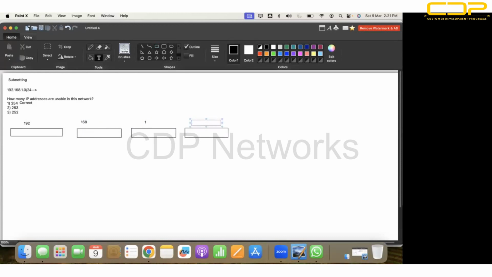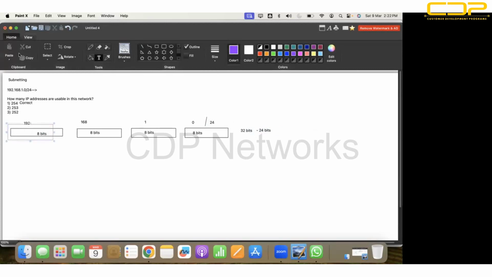So when you talked about /24, it means we have 8 bits in every octet: 8 bits, 8 bits, 8 bits, and 8 bits. When we talk about total IPv4 addressing, here it is 32 bits. Now I have given you /24, right? In /24, what we are going to do is subtract 24 bits, because this has been allocated to network.